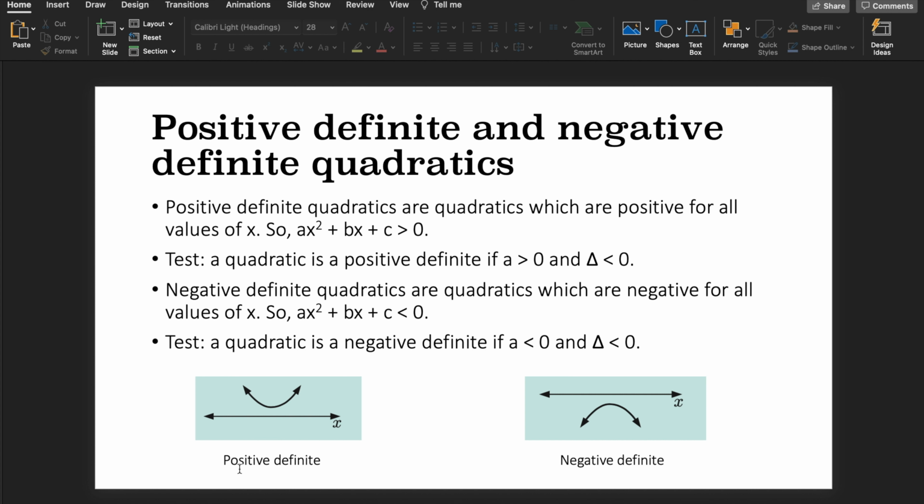And this is the graph of positive definite, meaning it never crosses the x-axis, and it's positive for all values of x. And then we have this, it's negative definite.